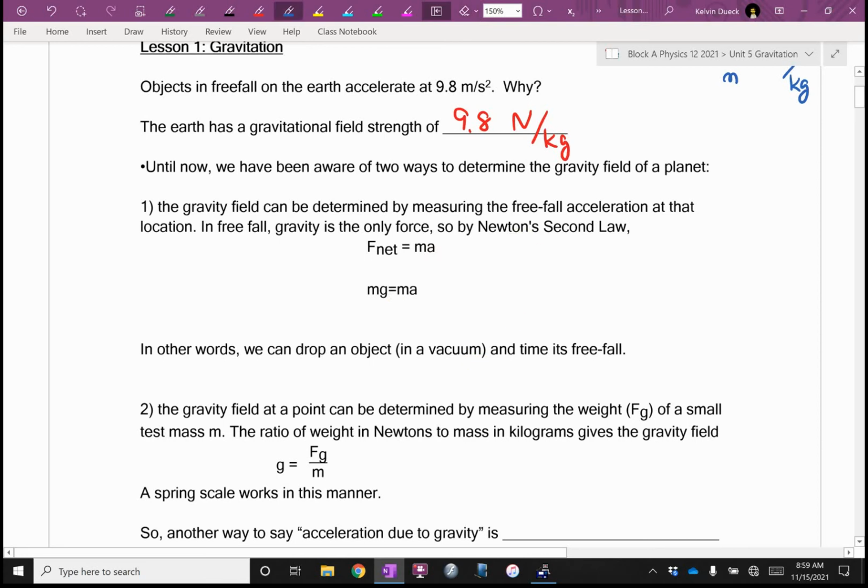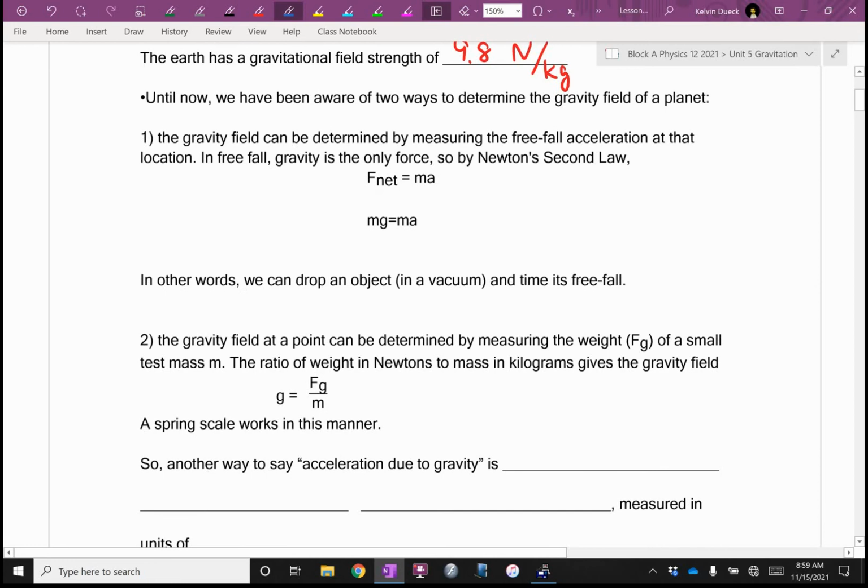The other way, by the way, is to actually measure the gravity field at a point by measuring the weight of a small test mass. Let me show you what I mean. Pause the video for a second.